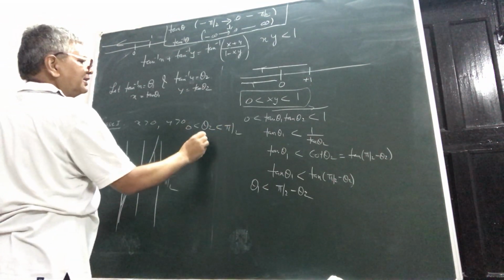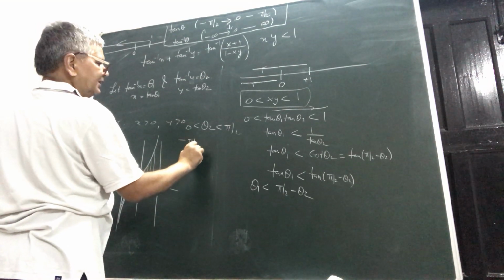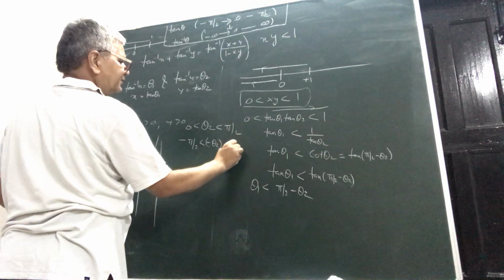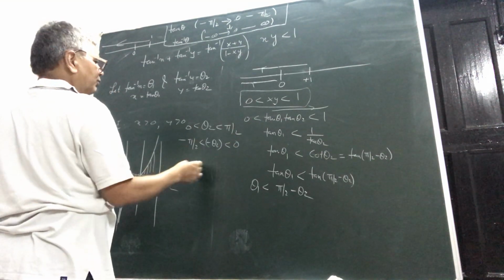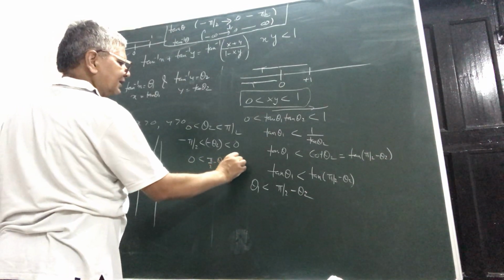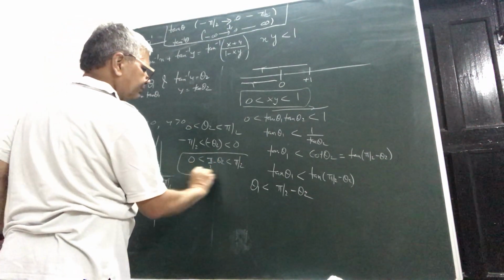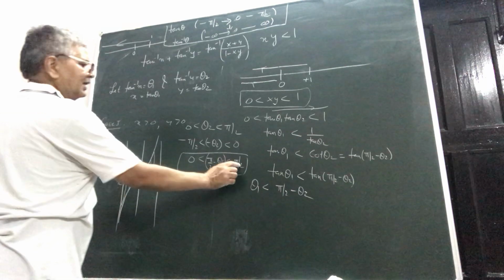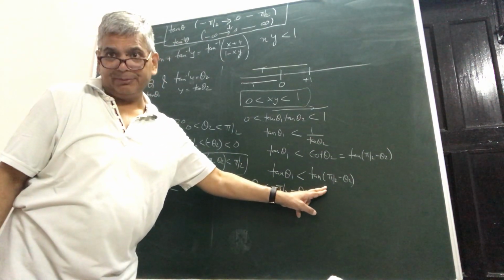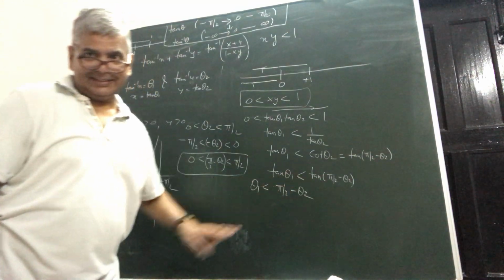Pi by 2 minus theta 2 will lie where? Again see, this inequality will fetch you what? Minus theta 2 will be less than 0. So adding pi by 2, what will you get? 0 is less than pi by 2 minus theta 2 is less than pi by 2. So please see, you are well within the principal branch, and therefore tangent, because if you are away from the principal branch, then of course you can't say that it is increasing.